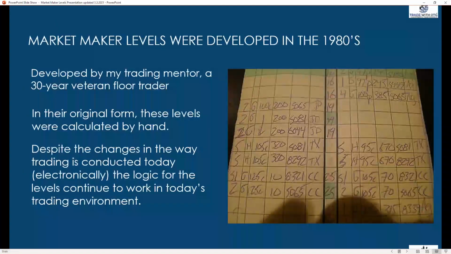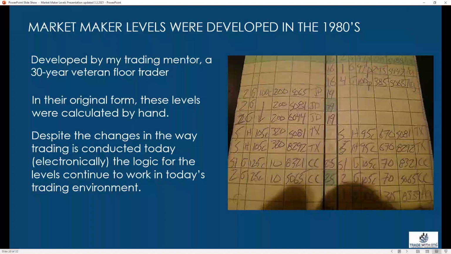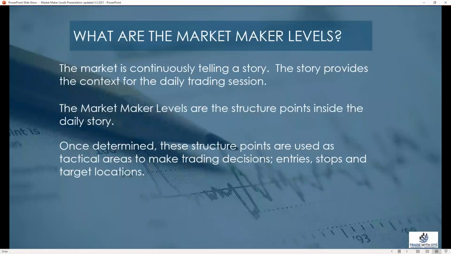These levels were developed in the 80s, and they were written by hand on paper initially. In their original form, the levels were calculated by hand. Despite the changes in the way trading is conducted today, the logic for the levels continues to work in today's trading environment. So what are the market maker levels?